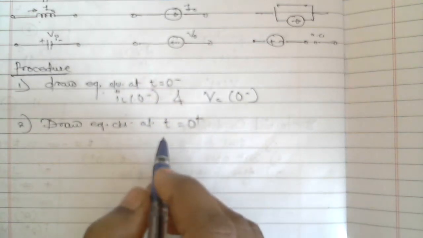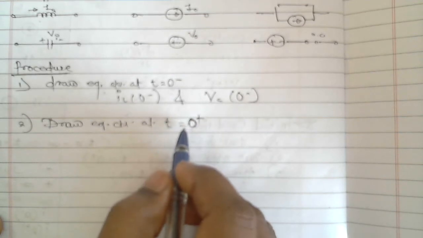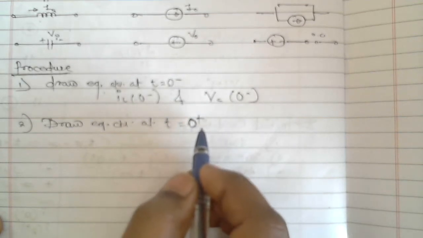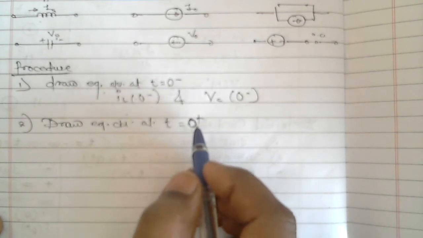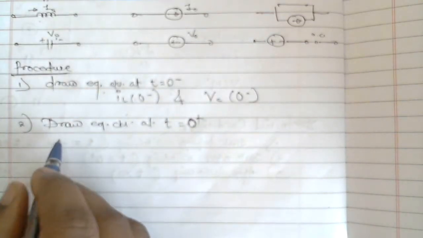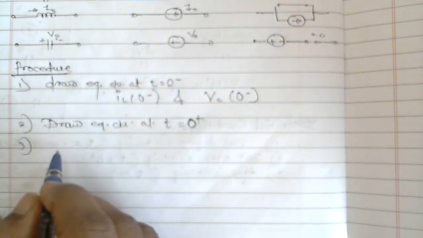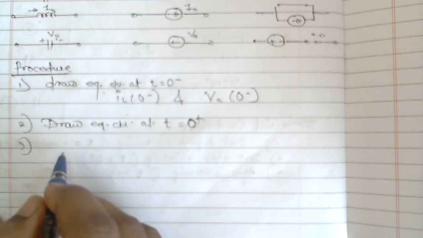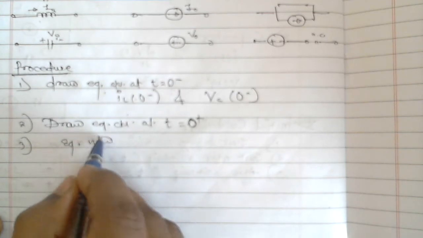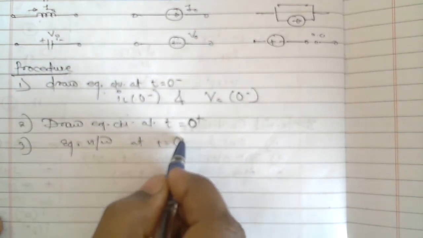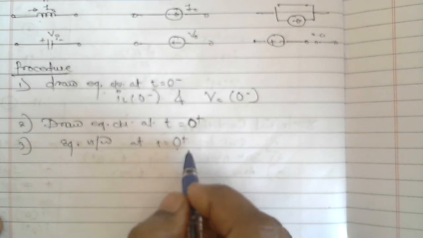Okay, so this is just immediately after switching. To find this particular condition, we need to replace all the inductors with open circuits, because an inductor opposes sudden change in current, and capacitors with short circuits, right? Third step, initial voltage or current in the network are determined from the equivalent network at t equal to 0 plus. By using this network, find out initial voltage or current in the network.